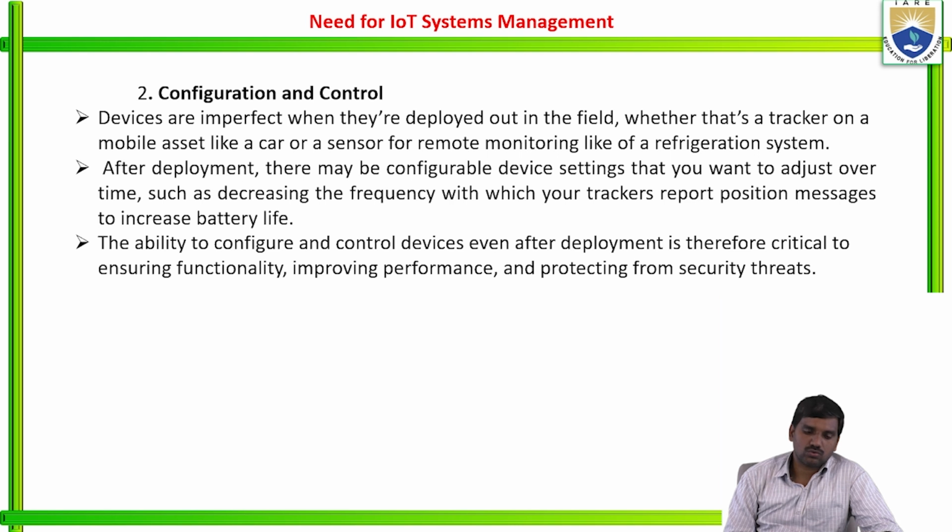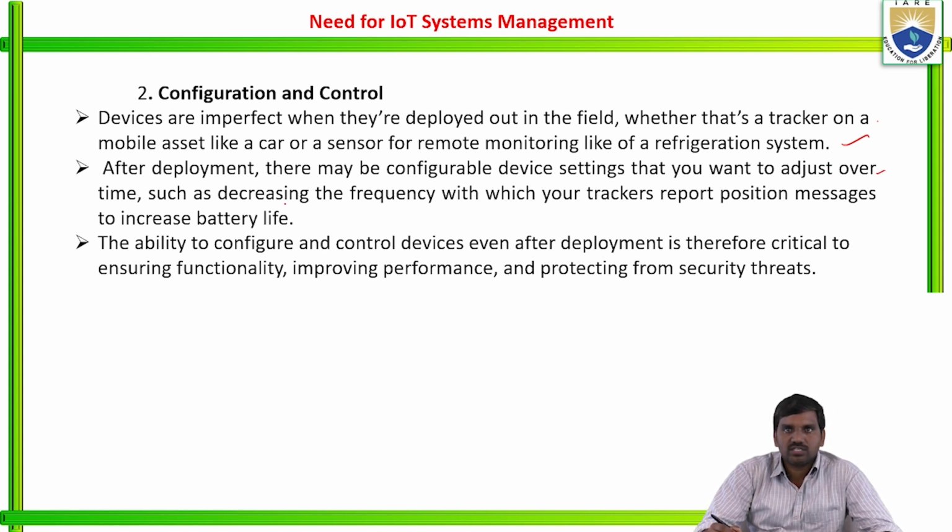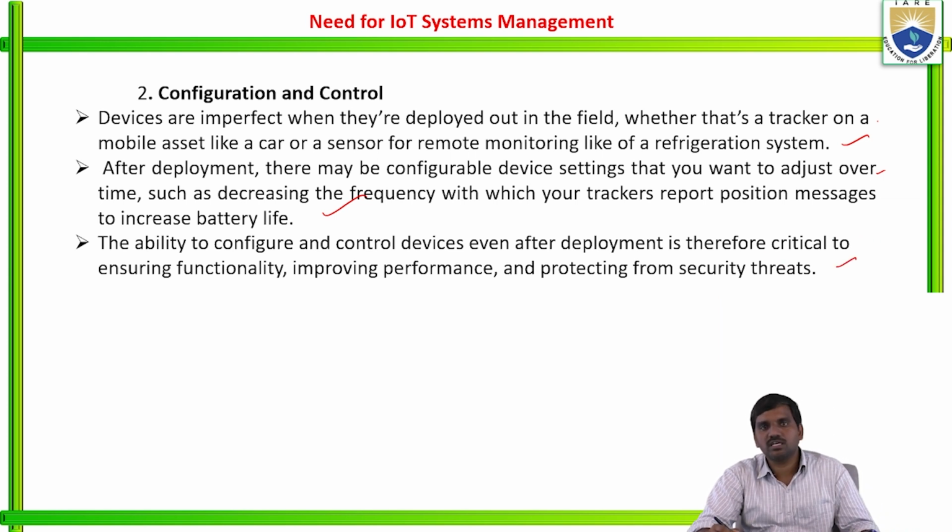Next, configuration and control. The device is deployed out in the field, whether that is a tracker on a mobile asset like a car or a sensor for remote monitoring like a refrigeration system. After deployment, there may be configurable device settings that you want to adjust over time, such as decreasing the frequency with which your trackers report positioning to increase battery life. The ability to configure and control devices even after deployment is therefore critical to ensuring the functionality of the IoT devices. So this is configuration and control.